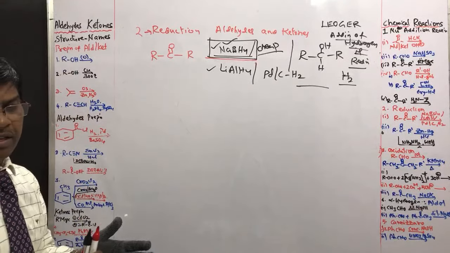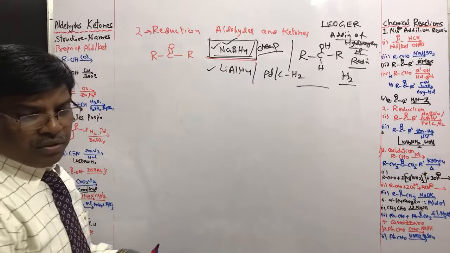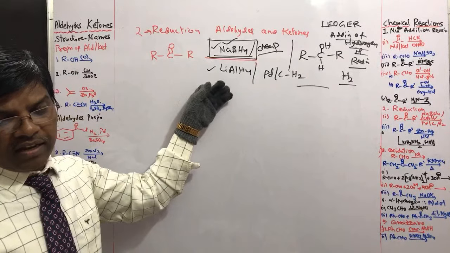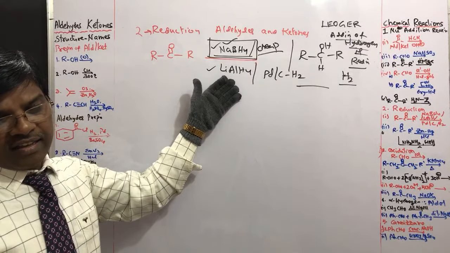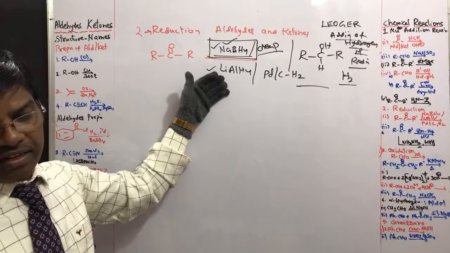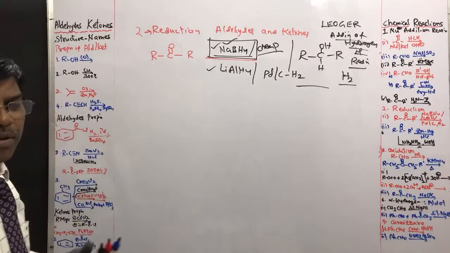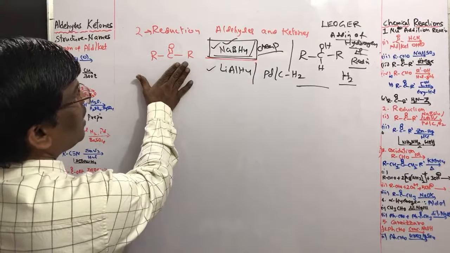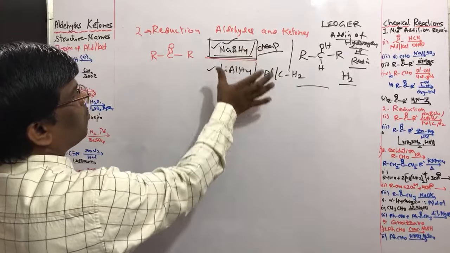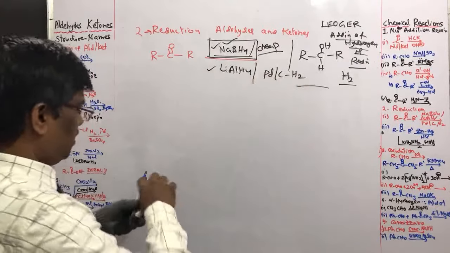Yes, students. Have you come across MPV reduction, the Meerwein-Ponndorf-Verley reducing agents? There are a number of them, don't worry. So ketones in the presence of sodium borohydride, lithium aluminum hydride, or palladium on carbon. Then next.